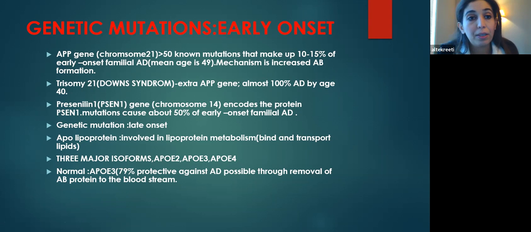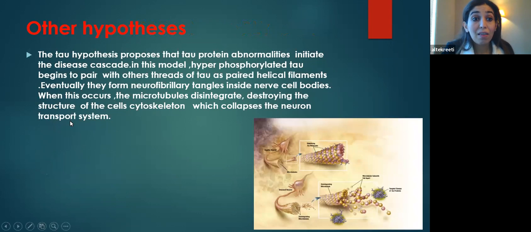So we're going to talk about other hypotheses which explain the pathophysiology and causes of Alzheimer's, which is related to tau protein abnormalities. In this type, there will be hyperphosphorylated tau protein. It begins to pair together to form helical filaments, which eventually lead to the formation of neurofibrillary tangles inside the nerve cell bodies and lead to destruction of the cell cytoskeleton, which collapses and affects neuron transport.